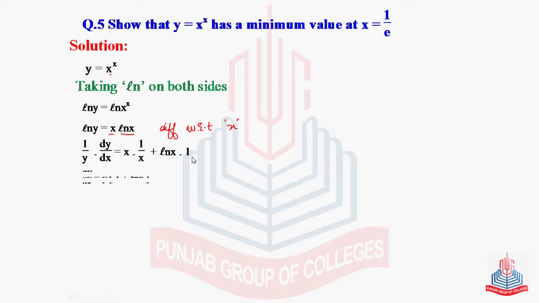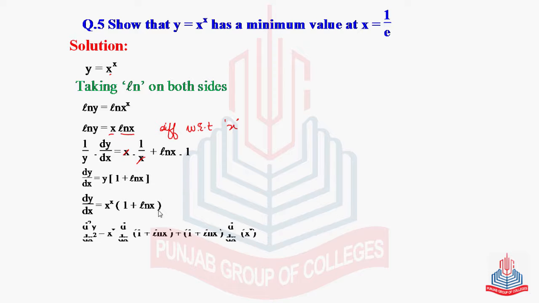Now dy by dx is equal to, this y will be multiplied to the right hand side, which is 1 plus log x, by cancel out this x, and put the value of y, which is x raised to the power x, and 1 plus log of x. Now again differentiating, so differentiate again with respect to x.